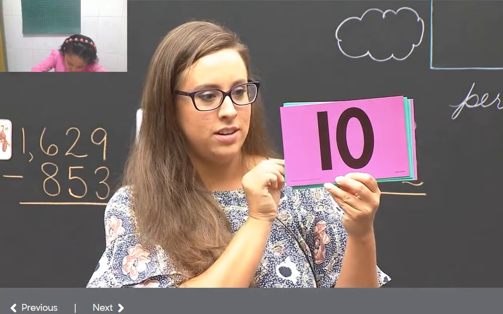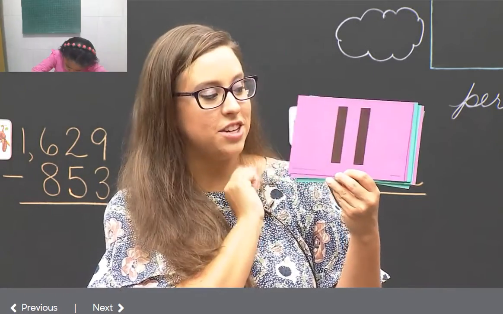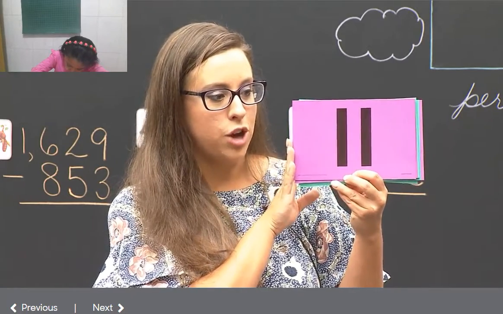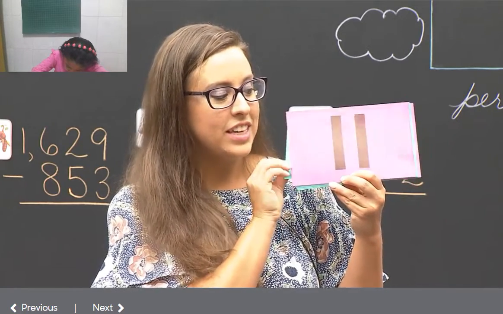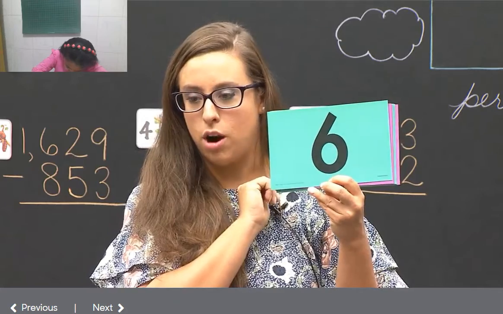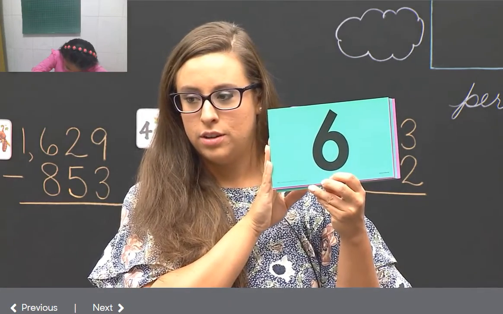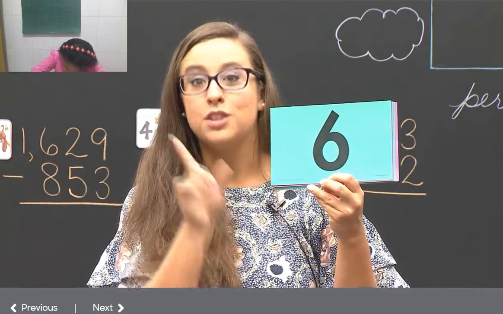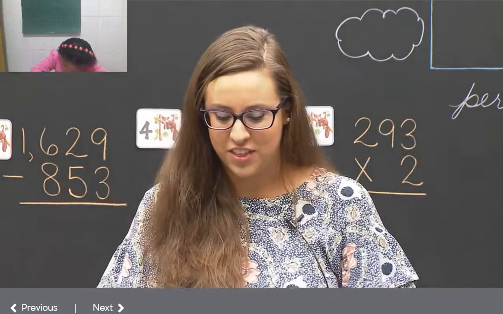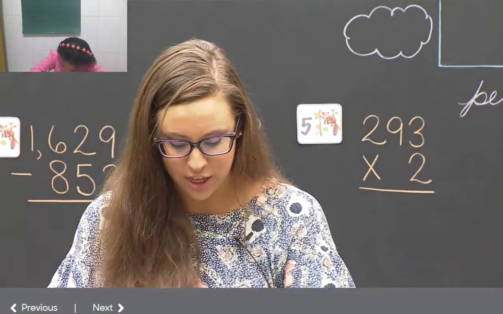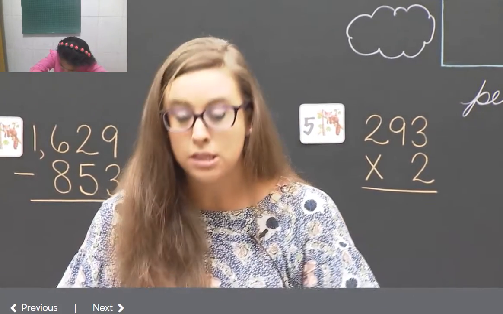10 times 4. Kathleen? Yes. Good thinking. 11 times 4. Josh? Yes. And 6 times 4. Arthur? 26. Close. 24 is the correct answer. Good thinking. Now we're going to think through these story problems.